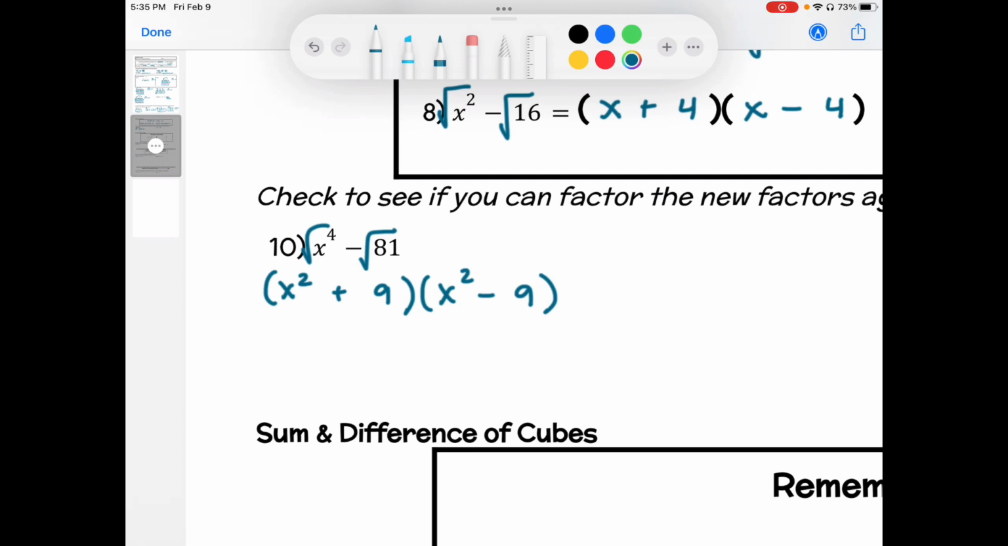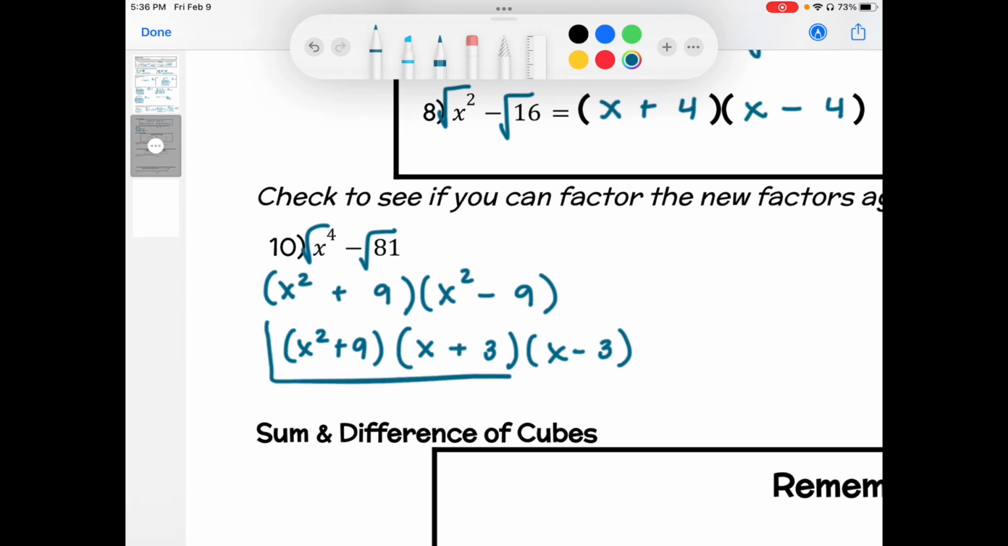All right, so when your degree is higher than 2, you need to check to see if you can factor either of these further. So x squared plus 9 can't be factored anymore, but x squared minus 9 is another difference of squares. So we can factor that as x and then square root of 9 is 3, and 3. So we would have plus, minus. And that would be our completely factored form.